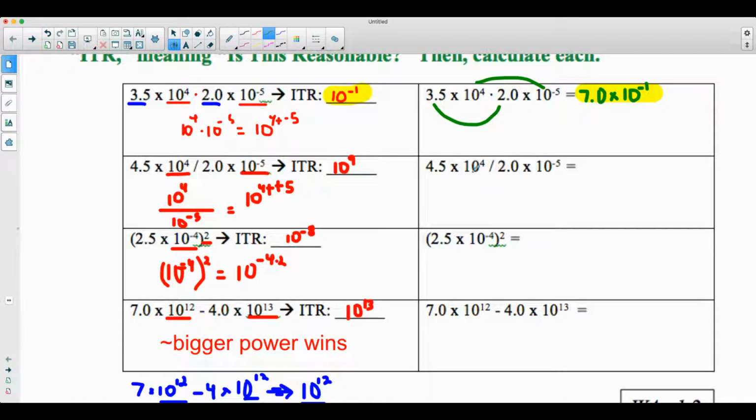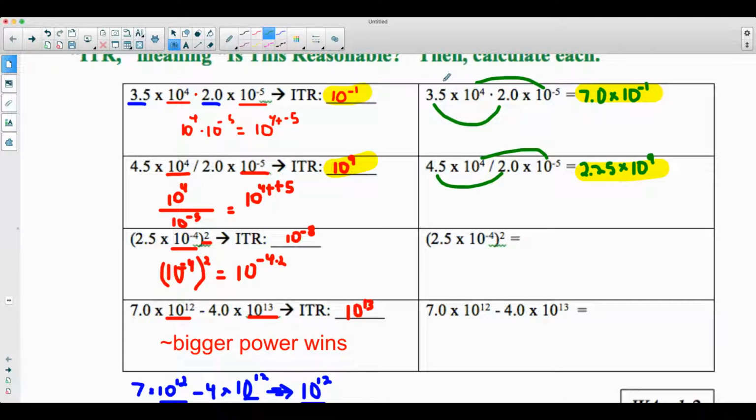All right, next one. This is 4.5 times 10. This is division. Well, you can play the same game. Coefficients divide, powers divide. So 4.5 divided by 2 is actually 2.25. And then if you put this in your calculator, it will say 2.25 times 10 to the 9th. Actually, it'll probably say E9. That just means times 10 to the 9th. That's what you should write. So first question is, are these reasonably close? 10 to the 9th, 2.25 times 10 to the 9th. I would say so, yes.